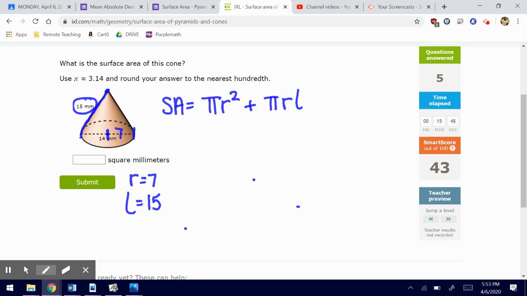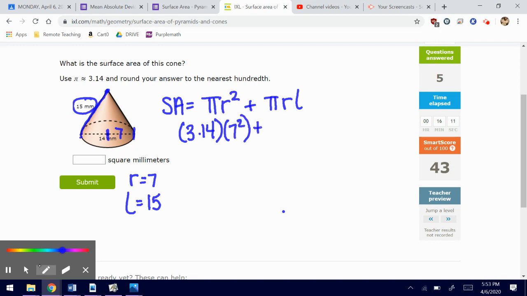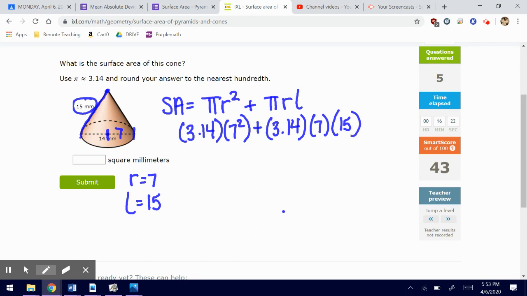Okay, so I've got the r, I've got the L. I'm ready to plug in. For pi, I'm going to use 3.14. For r squared, my r is 7, so I'm going to do 7 squared. Bring down the plus sign. For pi, I'm going to use 3.14. My r is 7. My L is 15. Okay, so I'm ready to type it in the calculator.